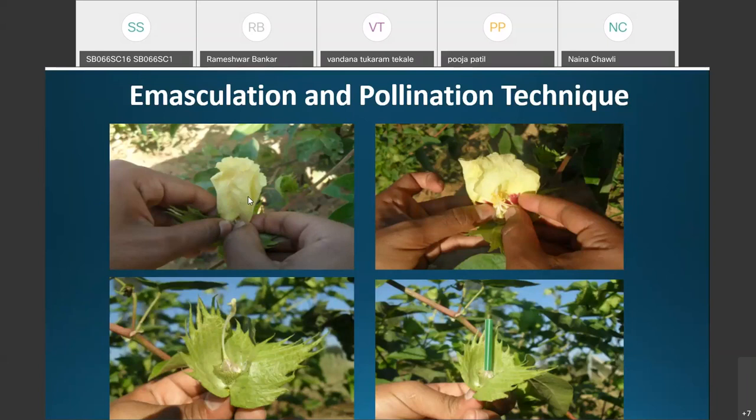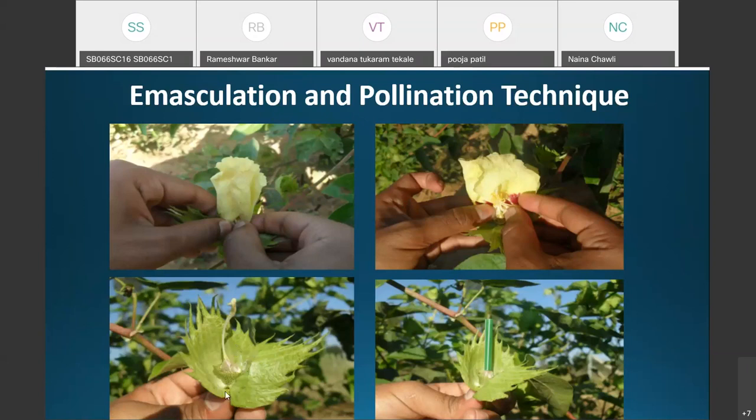Then the flowers are emasculated by cutting the corolla. First of all, the corolla is removed with the help of small scissors or a curved scalpel. Then, very carefully, the anthers are removed. Then the pollen is collected from the male parent.